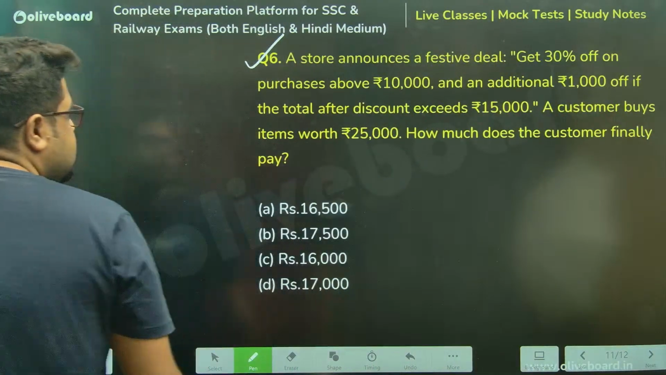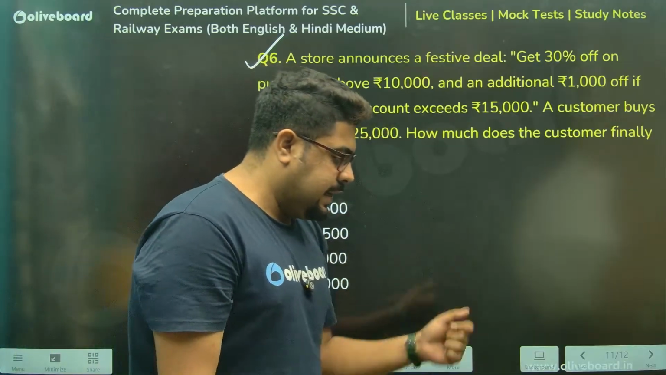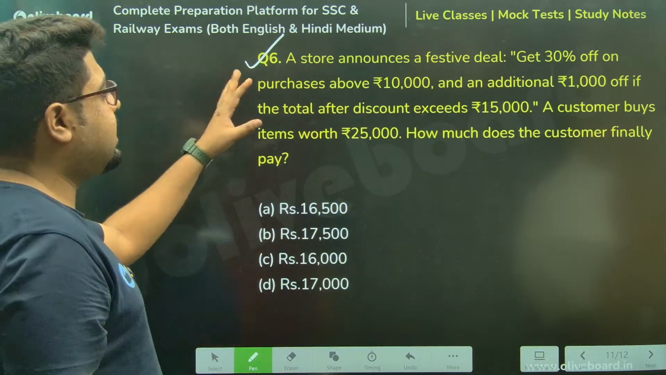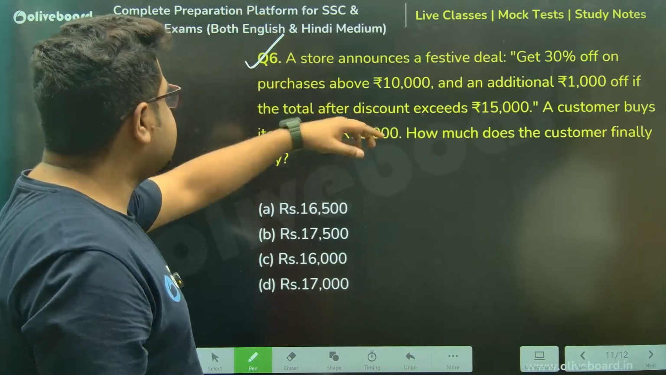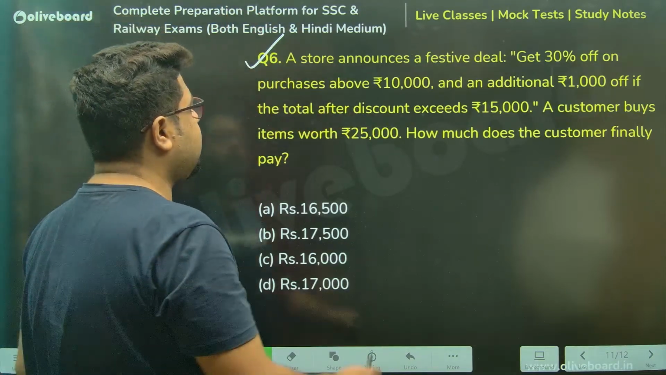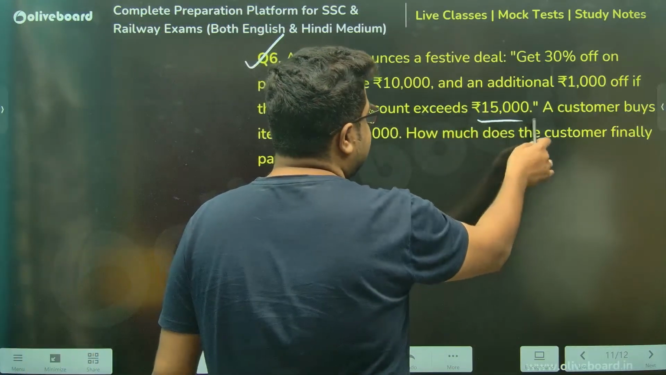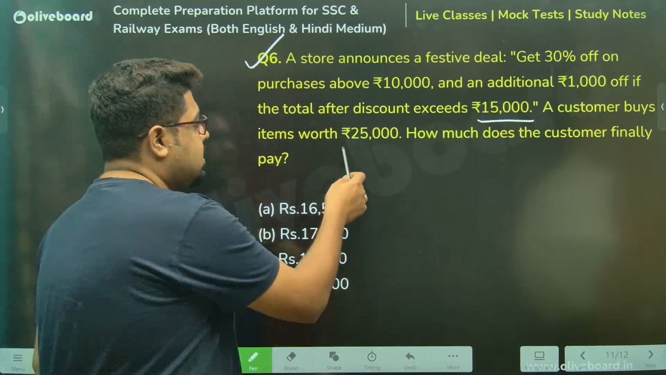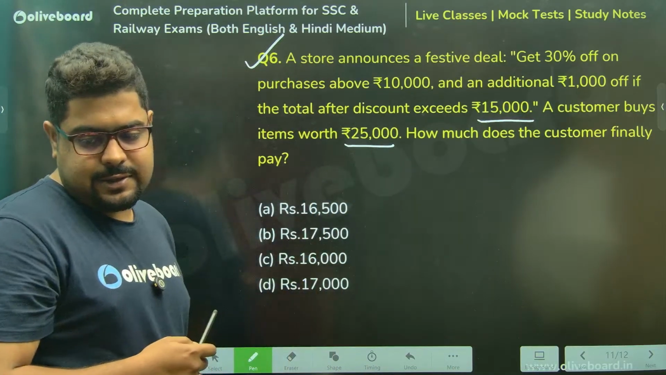Sir, a store announces a festival deal. Get 30% off on purchases above 10,000, and an additional 1,000 off if the total discount exceeds 15,000. A customer buys a product worth 25,000.